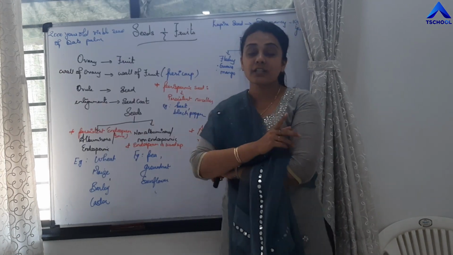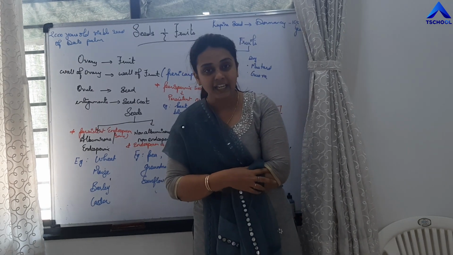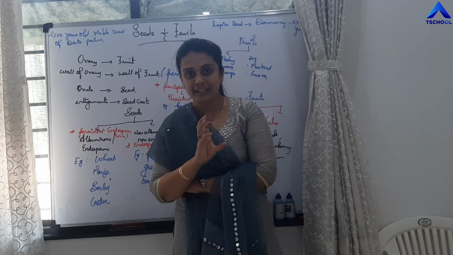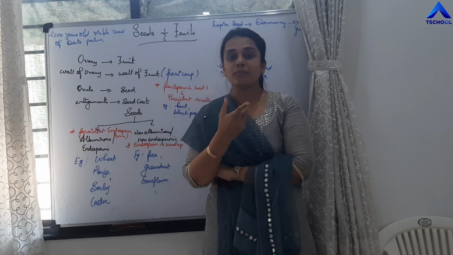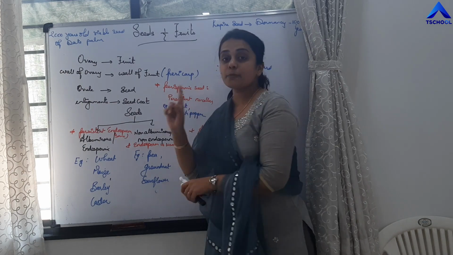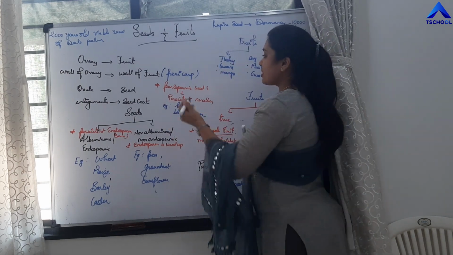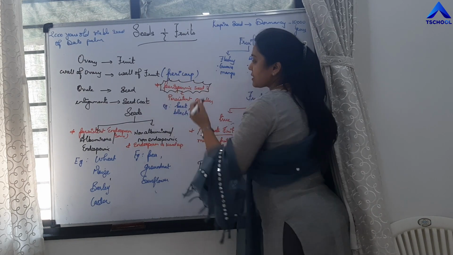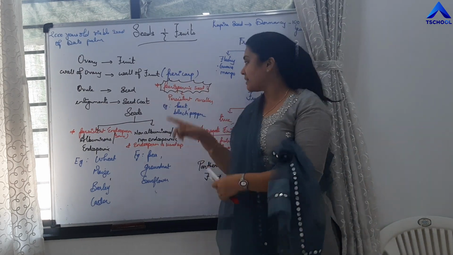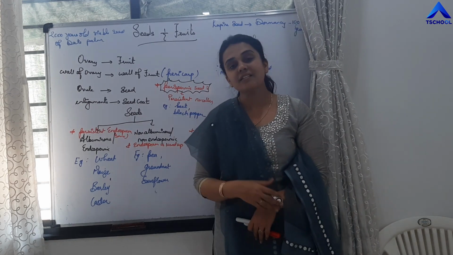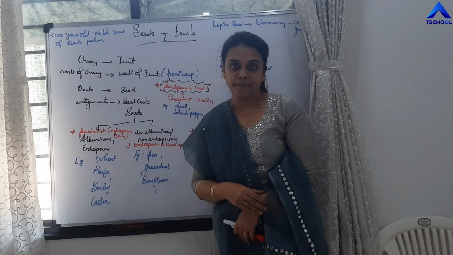Students, we have also studied about perispermic seeds, right? So we know that ovule possessed a mass of tissue called nucellus, which is used up during the formation of embryo sac. If some amount of this nucellus is persistent, then such seed is called a perispermic seed. Perispermic seed is having a persistent nucellus. Example is beet and black pepper, right?